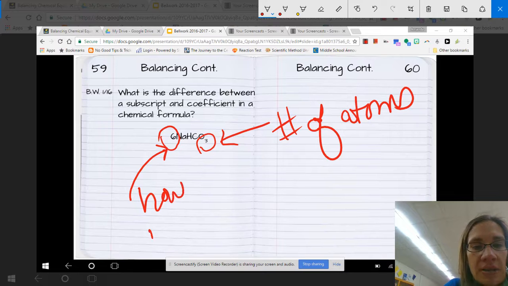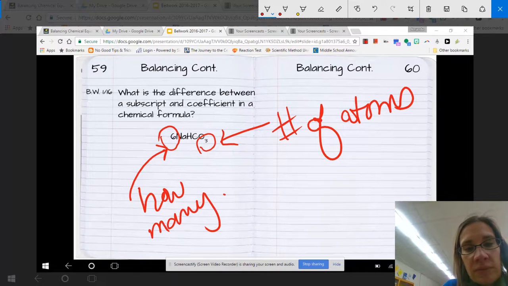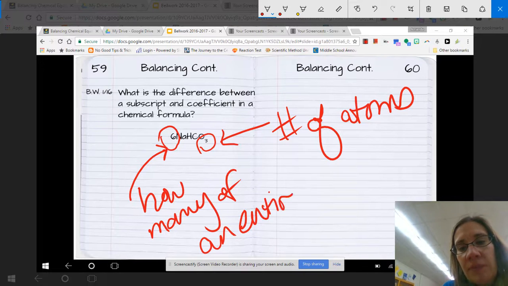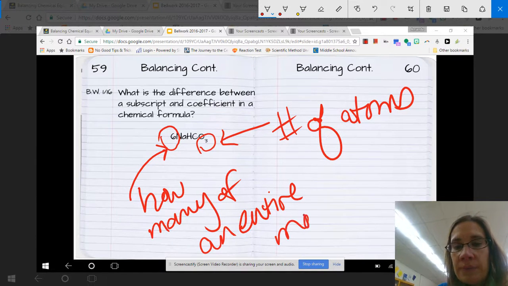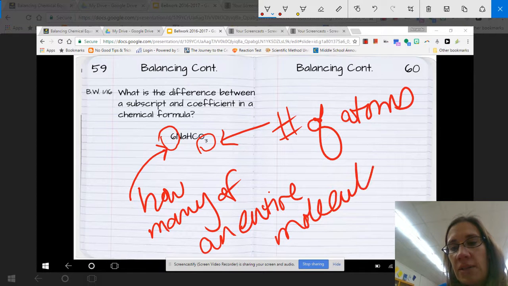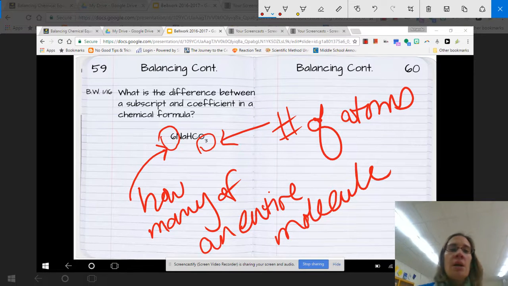How many of an entire molecule, I'm going to write. That says molecule because I said it so.